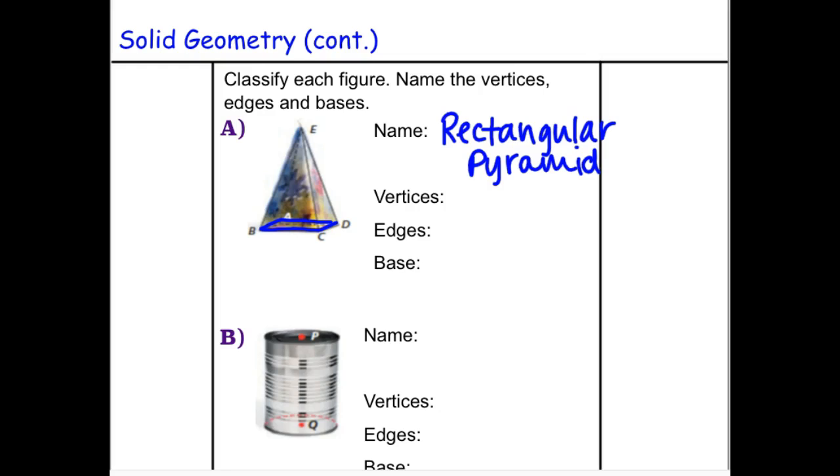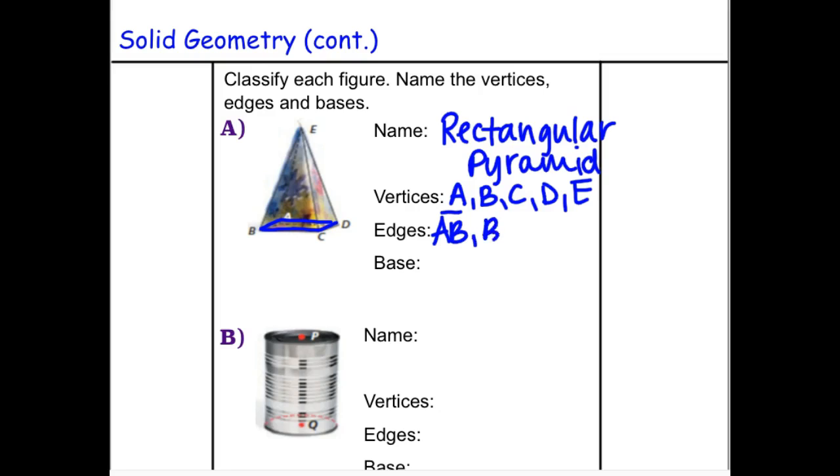Vertices. I see that we have points A, B, C, D, and E. We got to include that vertex up top. And like we remember from Unit 1, vertices or points are just written with a letter. Then we have to look at edges. We have an edge from A to B. Don't forget the line over the top. If you don't have the line over the top, you will get docked points.